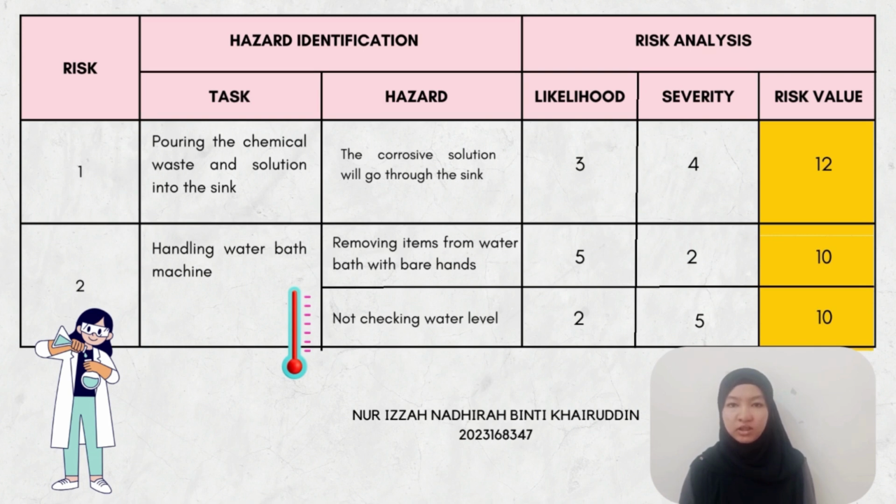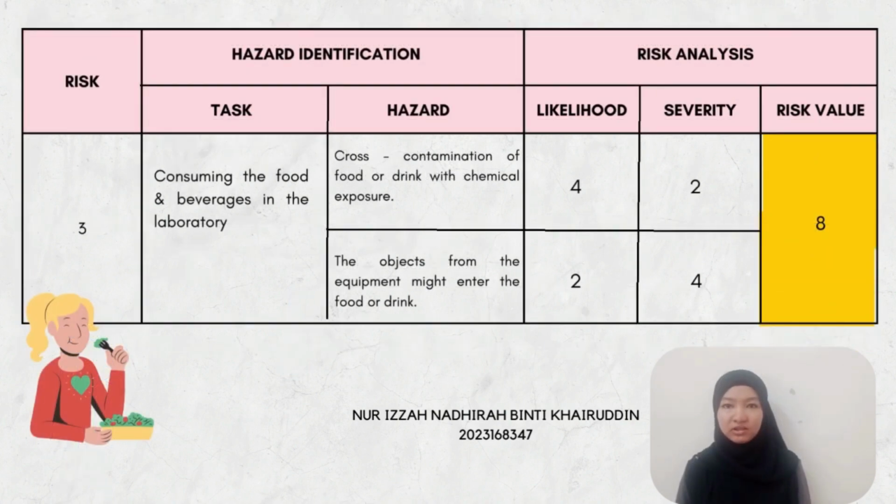The second task is handling the water bath. Here, as stated in the table, both hazards show the same risk value, which is 10. This task is also known as medium risky. Next is task 3, which is about consuming food and beverage in the laboratory. This task also shows the same risk value for both hazards, which is 8, also known as medium risky.